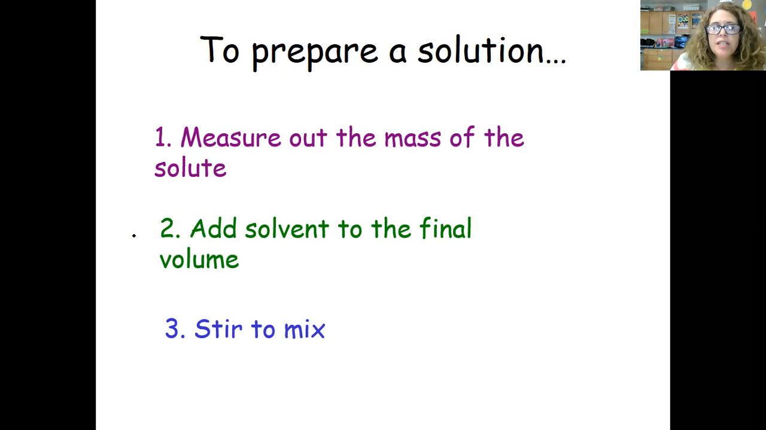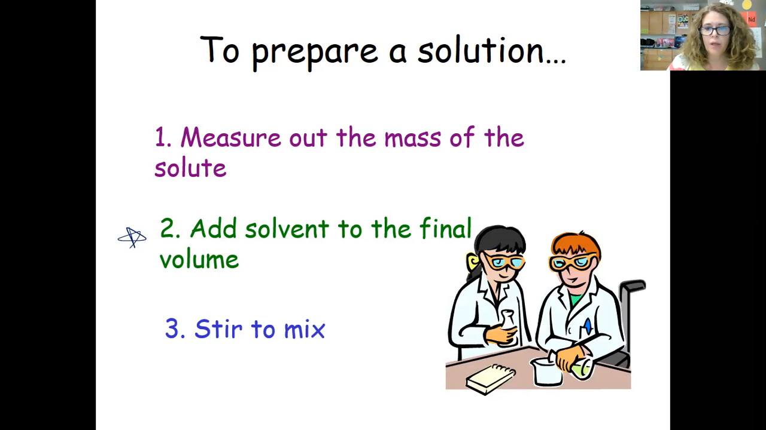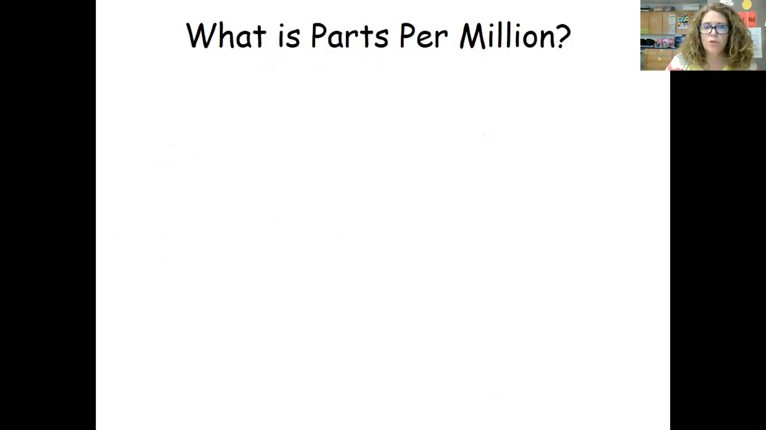Okay, so this is the important part here, is that we don't add the volume of water. We're adding the water up to the final volume. It's an important distinction, right? Because we want to make sure we have an accurate solution.